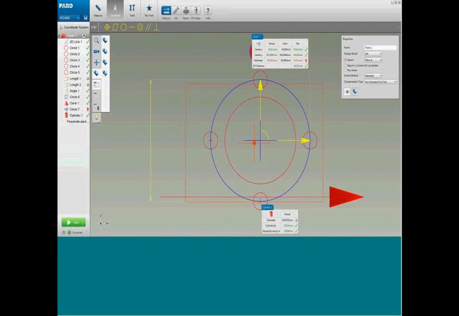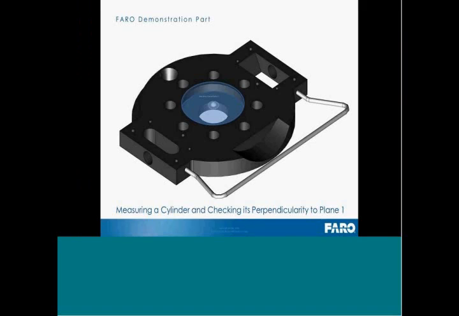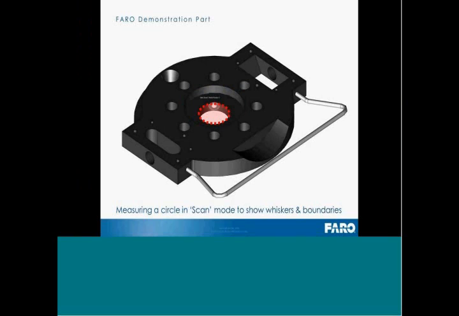Okay, so to finish off, I need to create a report, but before that I want to show you another new function, which is the whiskers and boundary. To do this, I'll now measure the smaller diameter here, which is on another plane. I will do this in scan mode, and I will show you how to activate the whiskers and then the form boundaries.